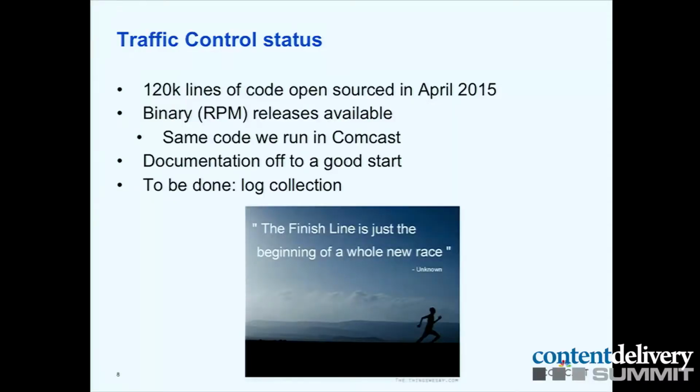So our status is we actually open sourced 128,000 lines of code 2 weeks ago. It was an incredible amount of work. I know more about licenses, trademarks, legal things in code than I ever would want to know. But we actually got it all through the whole machine. It's all open source now, and we're very proud of that. We have binary releases available, and the releases that are available on our website are the same that we run in Comcast. So we built a CDN on this.